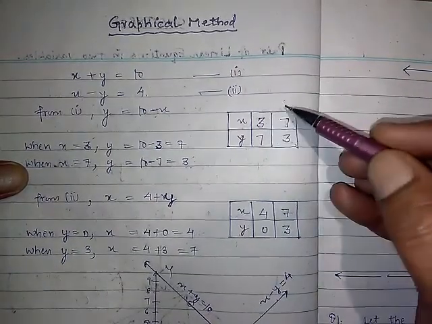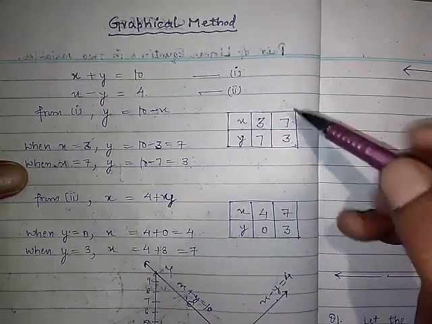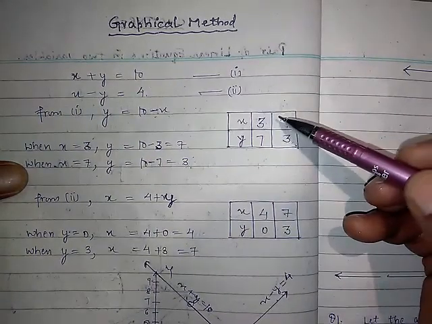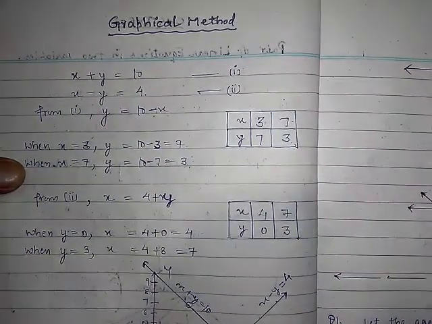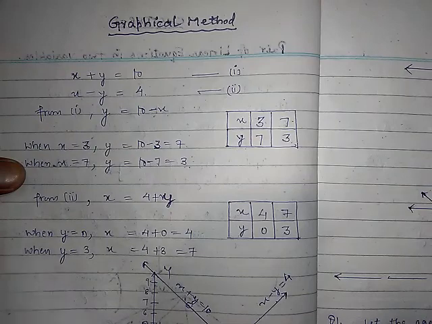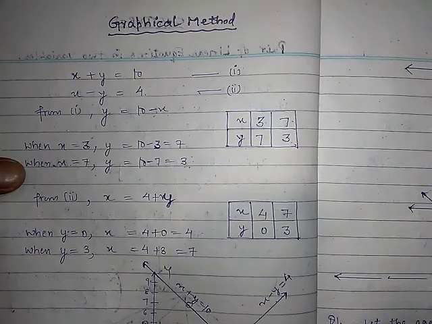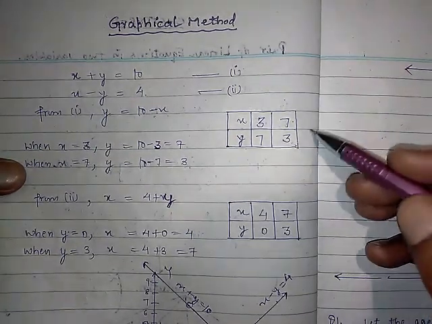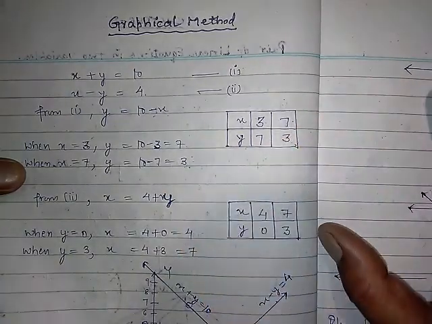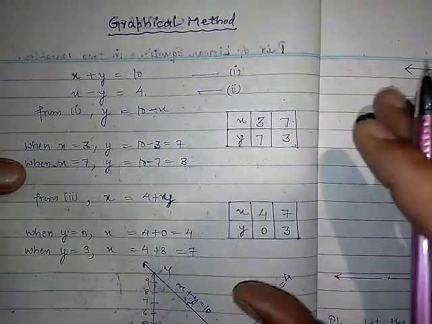So this is one point and this is another point, right? At least 2 points are required to draw the graph of a straight line. Otherwise you can find four solutions also, 4 points also. The answer will remain the same, the graph will be the same, there will be no change.